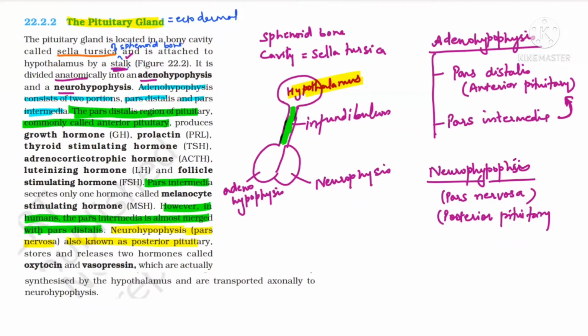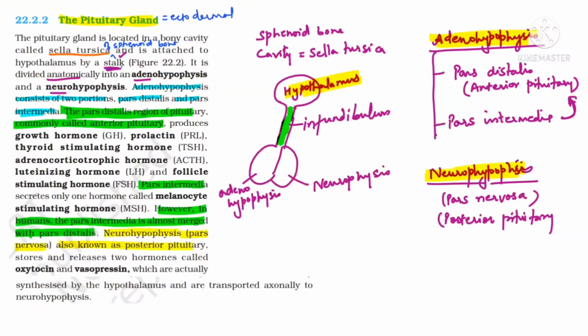So till now, I tried to explain to you two portions of pituitary gland. One is adenohypophysis, one is your neurohypophysis. In adenohypophysis, two parts are there. One is pars distalis and one is pars intermedia, which is slowly merging with the pars distalis, which is known as anterior pituitary. And neurohypophysis is having pars nervosa, which is known as posterior pituitary. I think anatomically this much is clear to you.